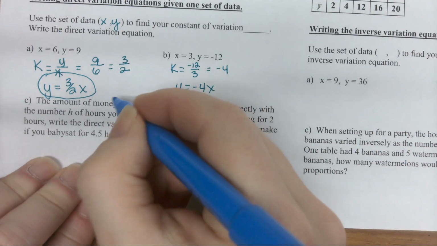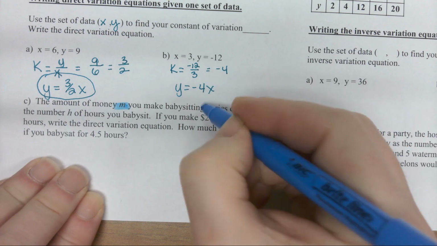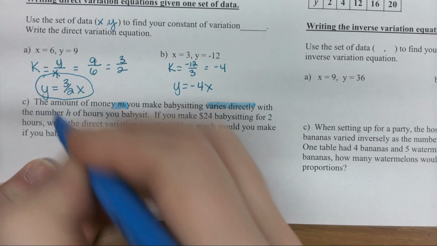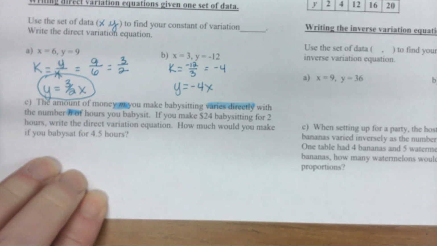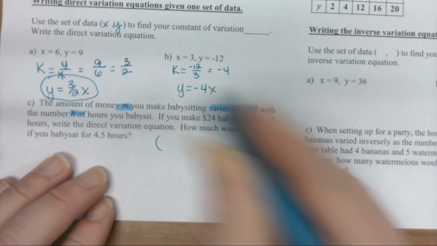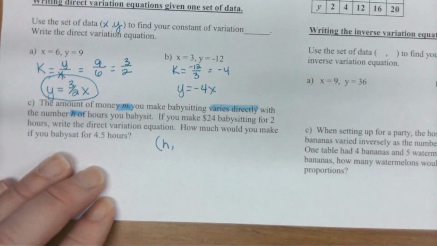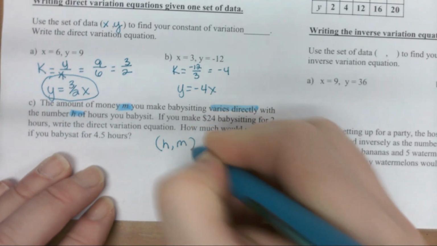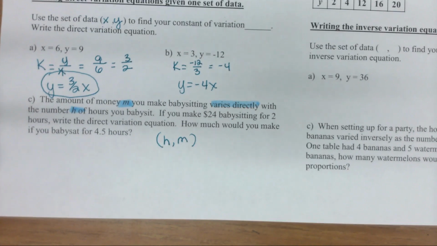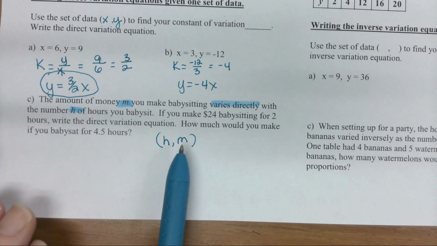The amount of money M you make babysitting varies directly with the number of H hours you babysit. Okay? So the way that we take that statement is that second thing, the hours, determine the money, agreed? Think about your job. Does anyone have a job in here? Most of you, it's based on how many hours you work, right? So your money depends on your hours.